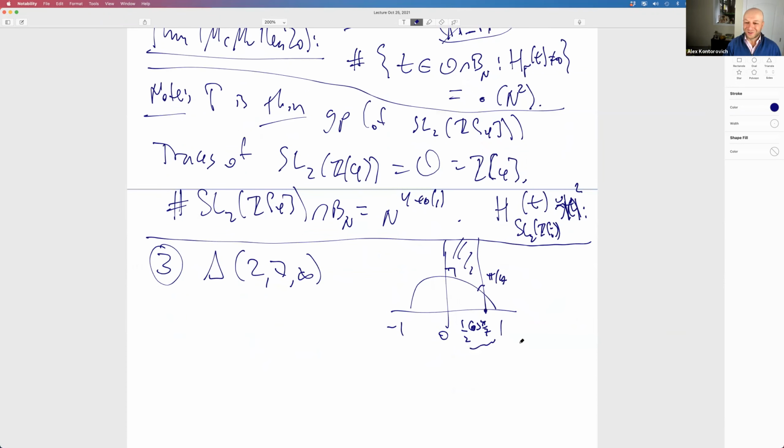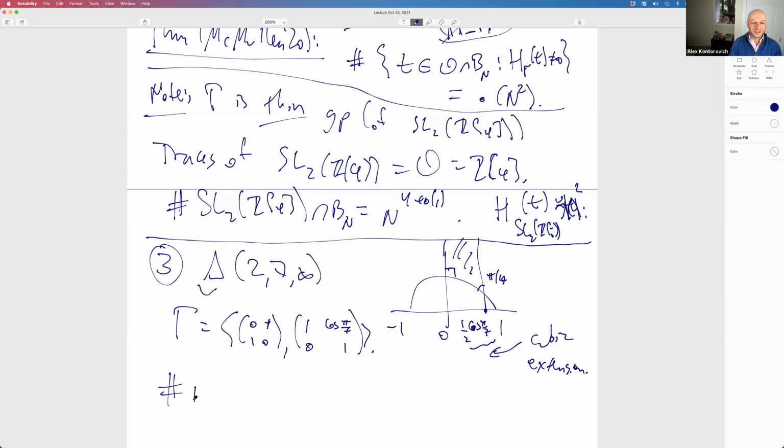Anybody know what the degree of the extension of cosine of pi over 7 is? 3, I guess. Yeah, 3. It's a cubic. So this is a cubic extension. So there's an orientation preserving subgroup here, which is generated by, as always, inversion in the unit circle, and then translation by cosine of pi over 7.